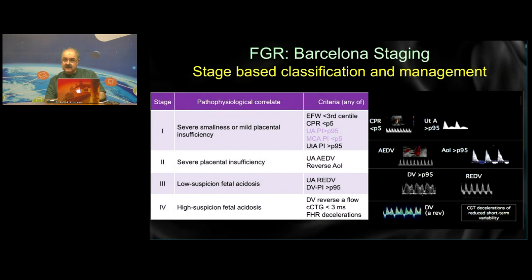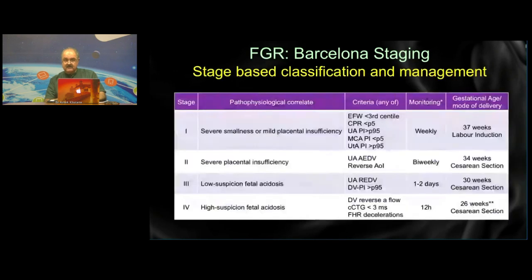How do you need to act? Again, it is very well delineated in these tables, and they tell you exactly what you should be doing: weekly monitoring, or bi-weekly, or every 1 to 2 days, or 12 hours. Also, in terms of delivery, the last column shows that. At the moment you find all these derangements, you say, okay, 37 weeks, labor induction. If she's more than 34 weeks, then there's a cesarean section possibly. And of course, as you go backward, that's what you will do.